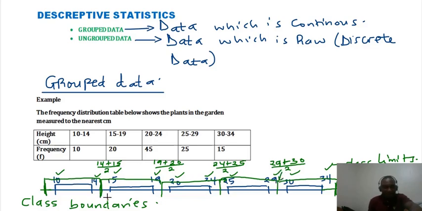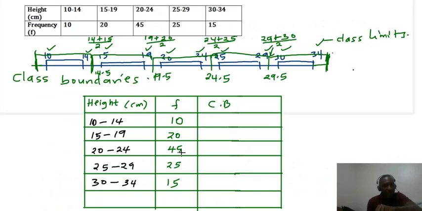So the value here will be 14.5. This is going to be 19.5. This will be 24.5. This will be 29.5. Now we shall make a deduction about this value and this value after coming up with the table. And now we need to extract and have the class boundaries. I'm denoting them with C.B.